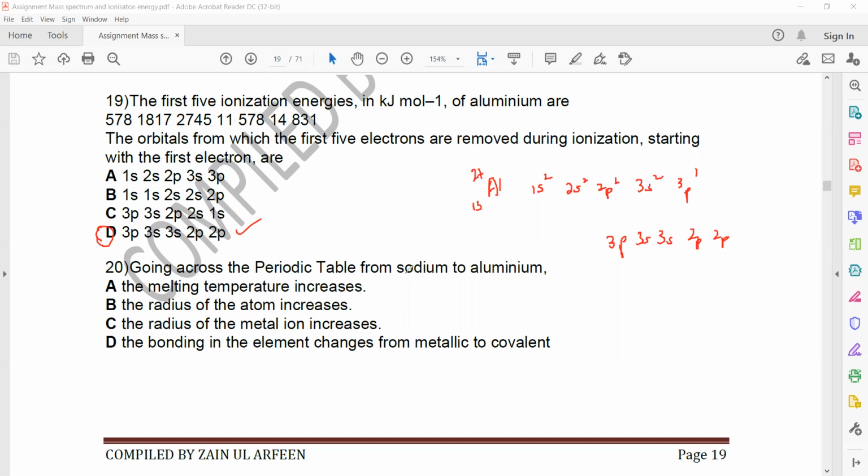Going across the periodic table from sodium to aluminium, what will we observe? The melting temperature increases, that's true. So A is the right answer. The radius increases, that's wrong. It decreases. The radius of a metal ion also decreases. The bonding of the element changes? It remains metallic from sodium to aluminium. So A is the right answer.